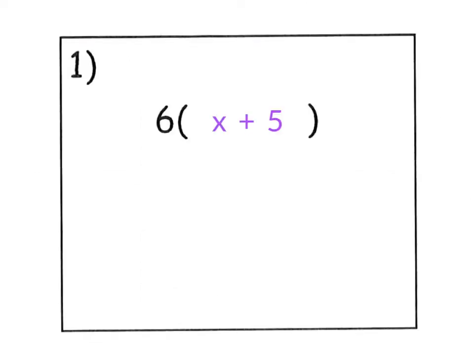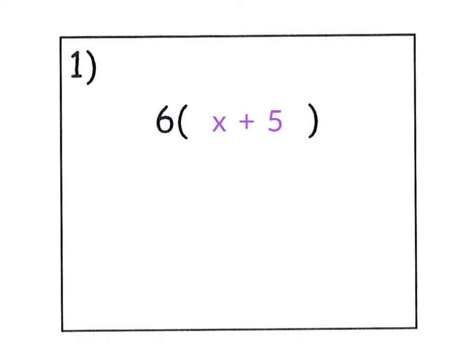So to start off, I need you to write the x plus 5 in the parentheses. So what this means is we need to multiply the 6 that's on the outside times the x, and we need to multiply this 6 on the outside by the 5.